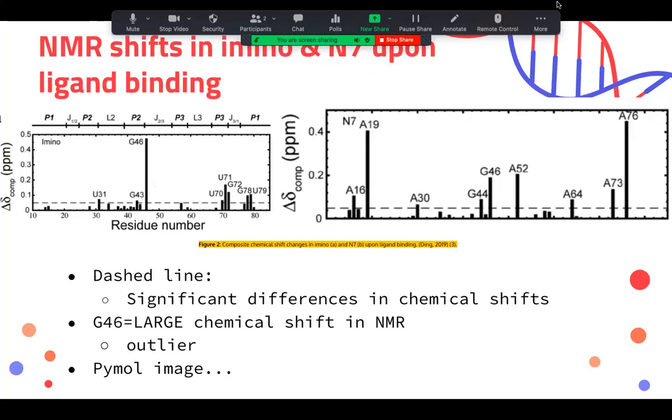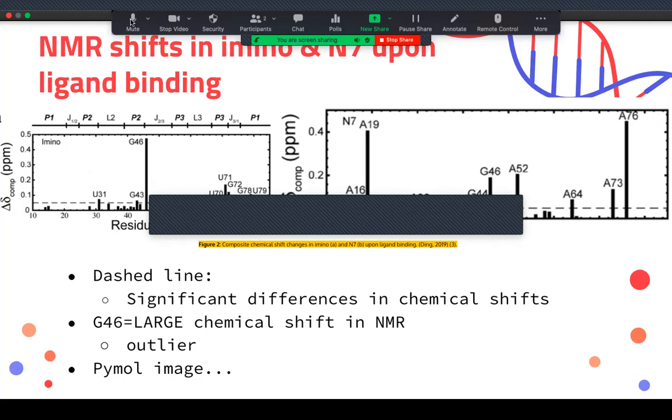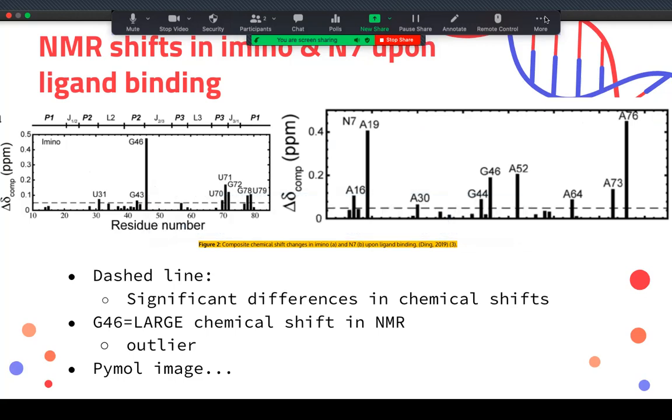The next slide. Now I'm going to talk about the NMR shifts in the amino and N7 upon ligand binding. Our paper actually had other locations such as N1, N7, and N9. However, we chose to pick N7 specifically to talk about G46. As you're able to see on both of the graphs, it's an outlier.